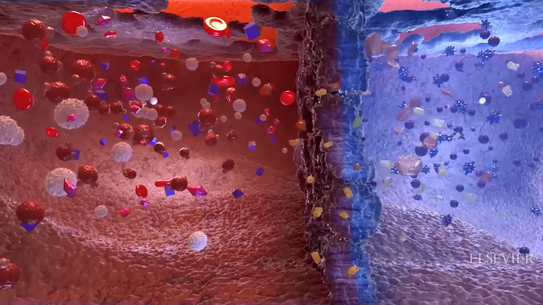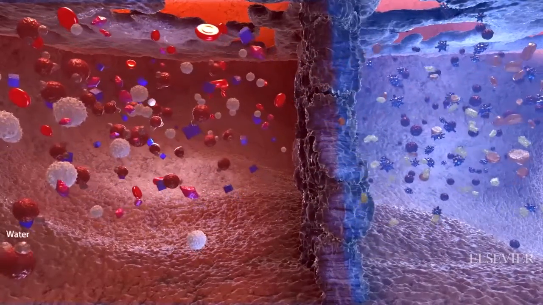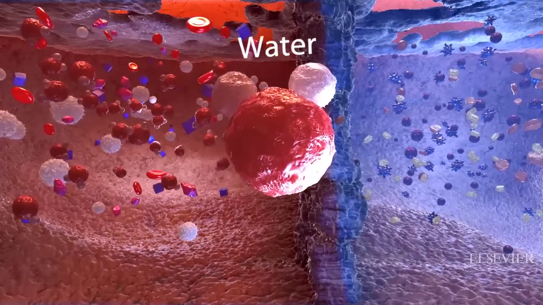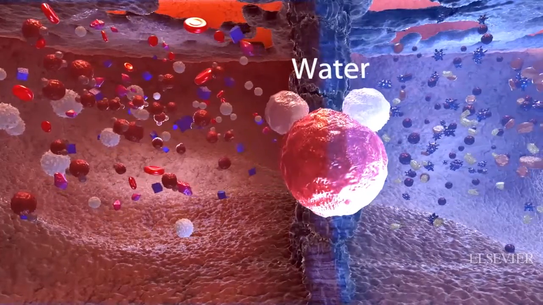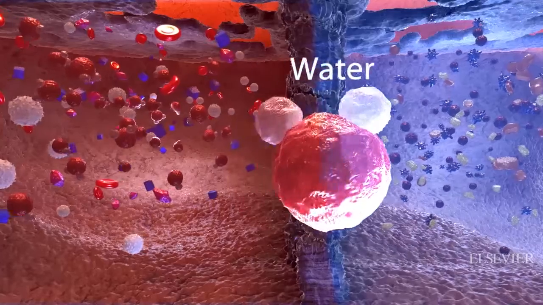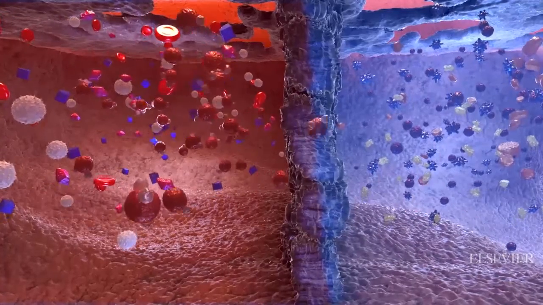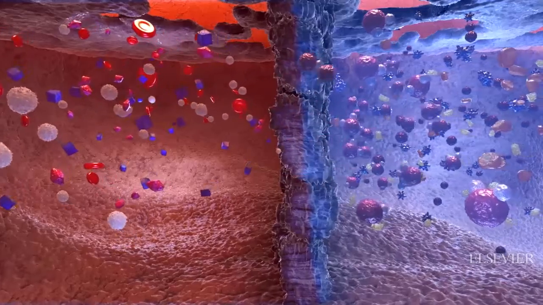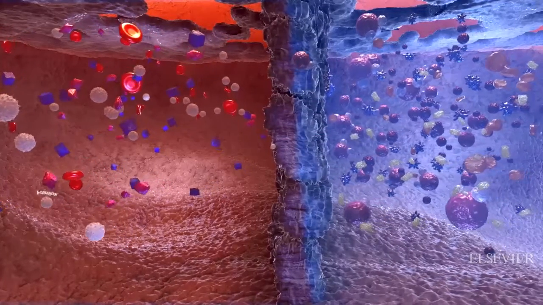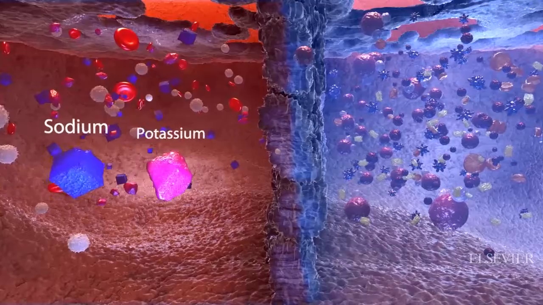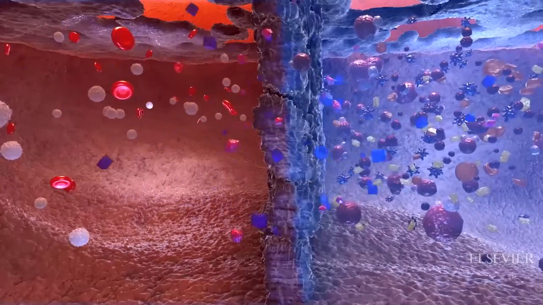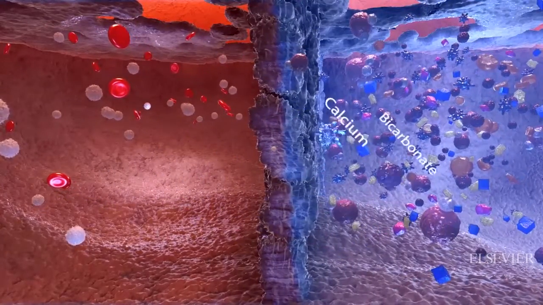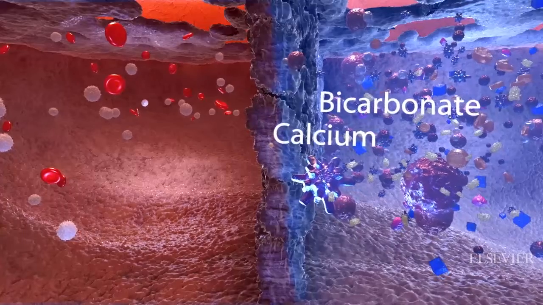The semi-permeable membrane also allows excess water to move from the blood into the dialysate. The membrane also lets electrolytes move in either direction as needed. This movement also takes place by osmosis because of the differences in their osmolarities. For example, sodium and potassium usually move out of the blood, and calcium and bicarbonate usually move into it.